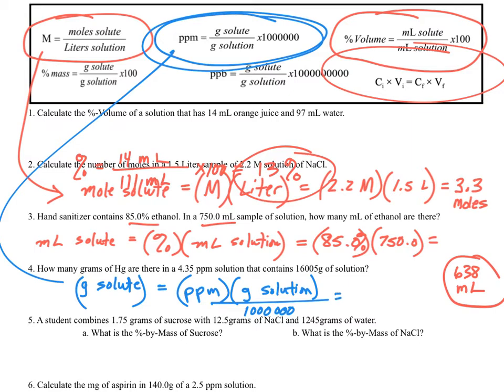All right, our numbers: 4.35 parts per million, grams of solution 16005 divided by 1,000,000, 6 zeros, gives us 0.0696. Now that's going to be grams of solute, in this case mercury, Hg, 0.0696.